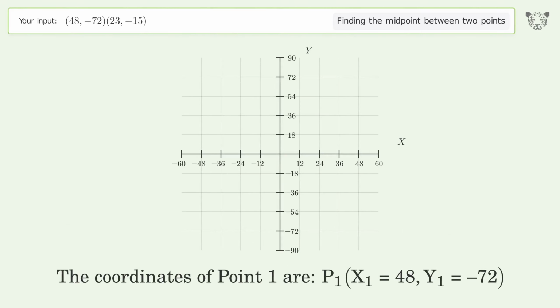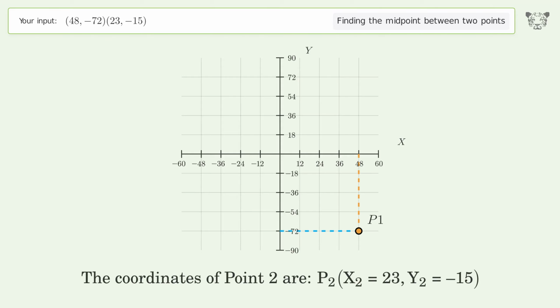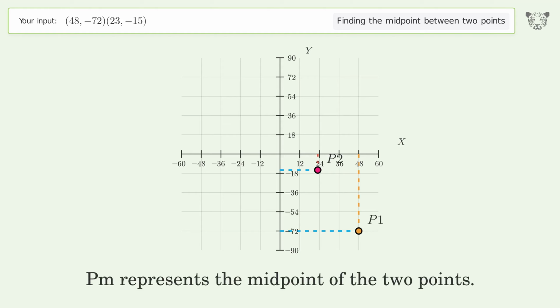The coordinates of point 1 are x1 equals 48, y1 equals negative 72. The coordinates of point 2 are x2 equals 23, y2 equals negative 15. PM represents the midpoint of the 2 points.